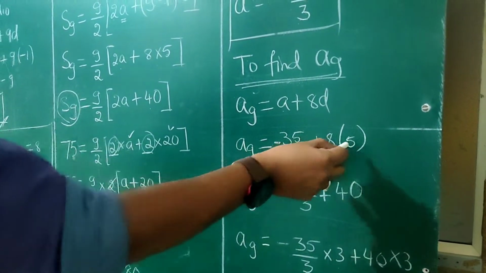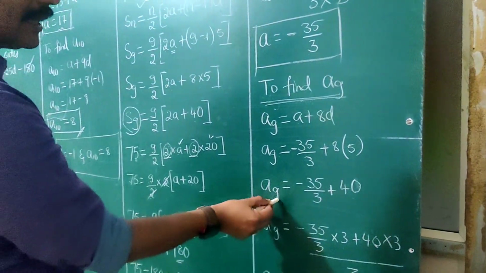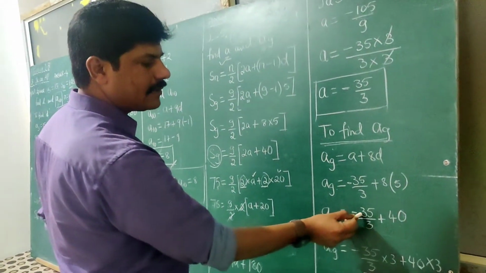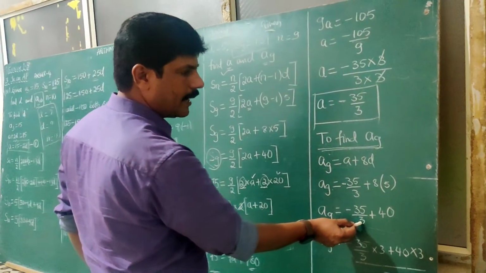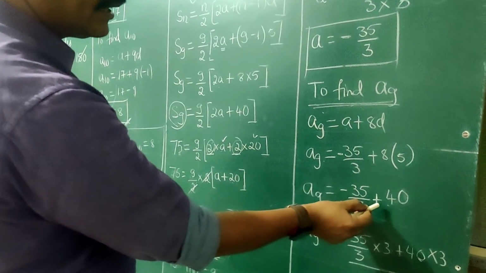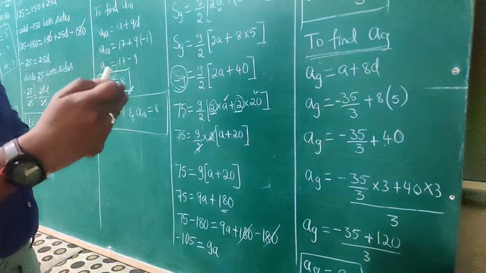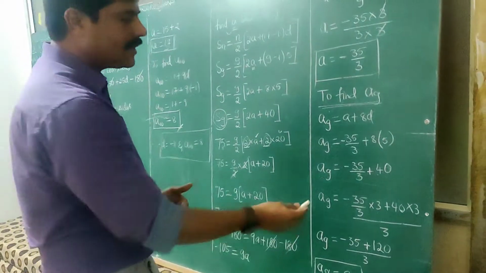What is the D value? The D value is given, that is 5. Substitute here, so that A9 is equal to minus 35 by 3 plus 40. After taking LCM, you know that the LCM is 3 here.